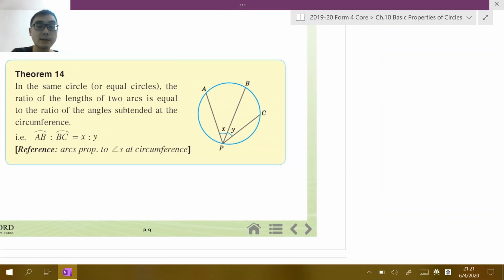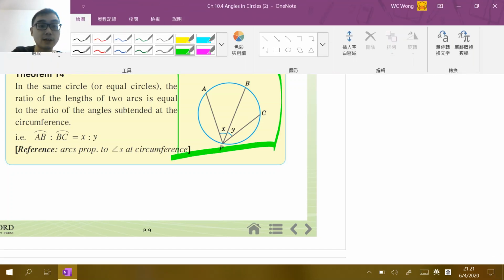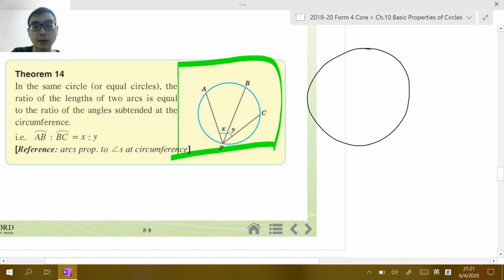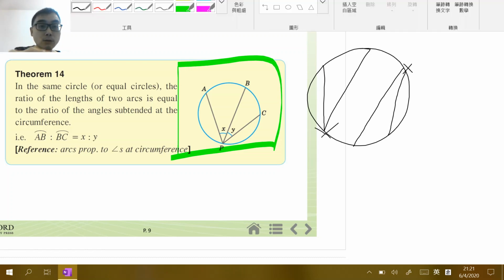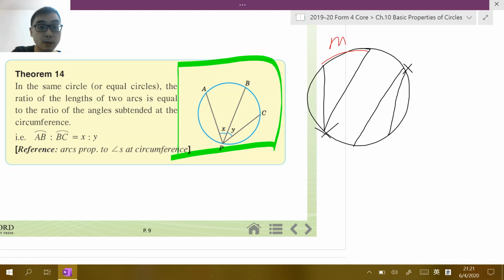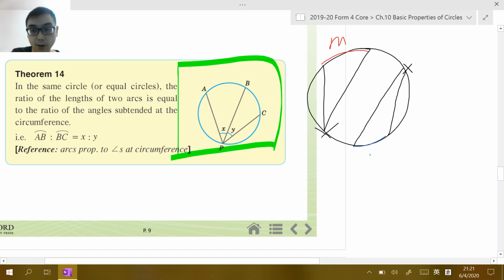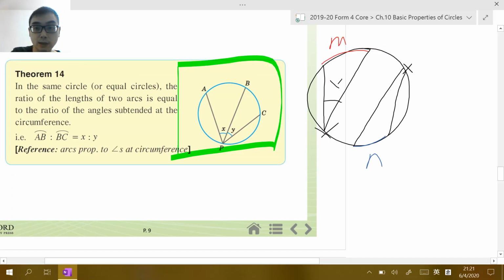So do remember that for this scenario, even in the same circle, we have different arcs pointing towards different parts of the circle. For example, one is here, one is here. The most important thing is that you understand that if the ratio of this one is m to n, and also this one is x to y, we have the same thing, which is m to n equals x to y.